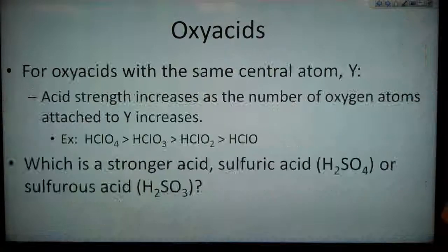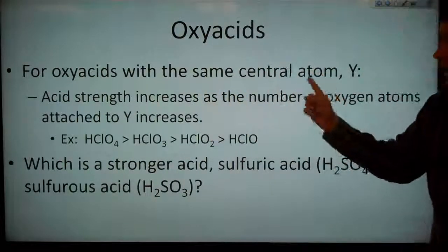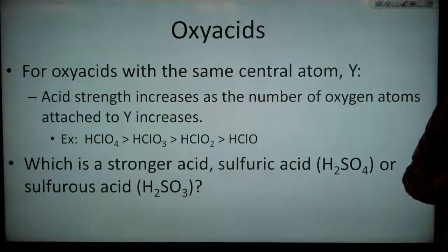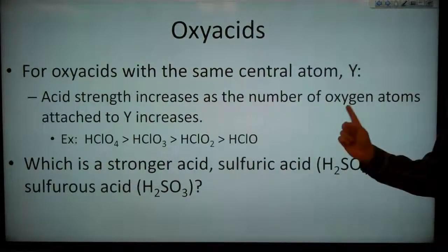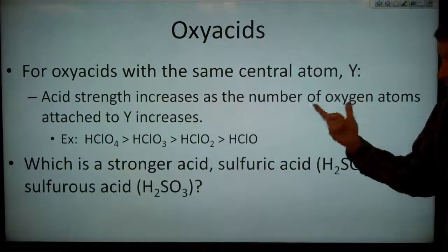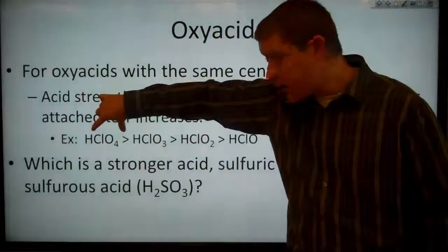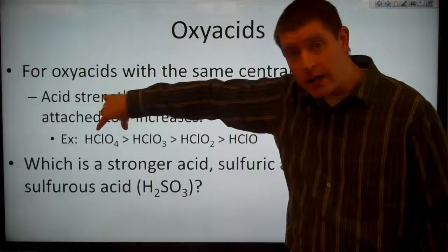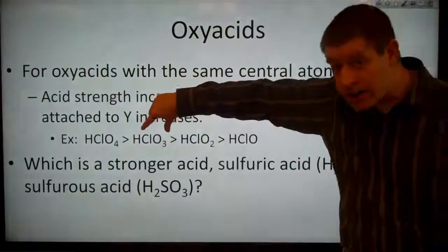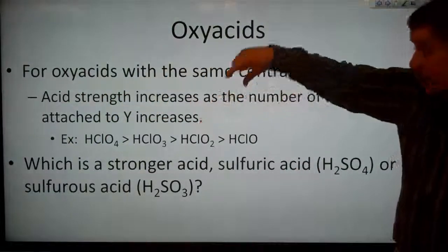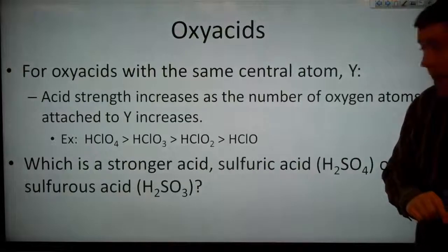that one. So now let's look at oxyacids with the same central atom, Y. Acid strength increases as the number of oxygen atoms attached to Y increases. So if we have something like perchloric acid, that's going to be stronger than chloric acid, which is stronger than chlorous acid, which is stronger than hypochlorous acid.